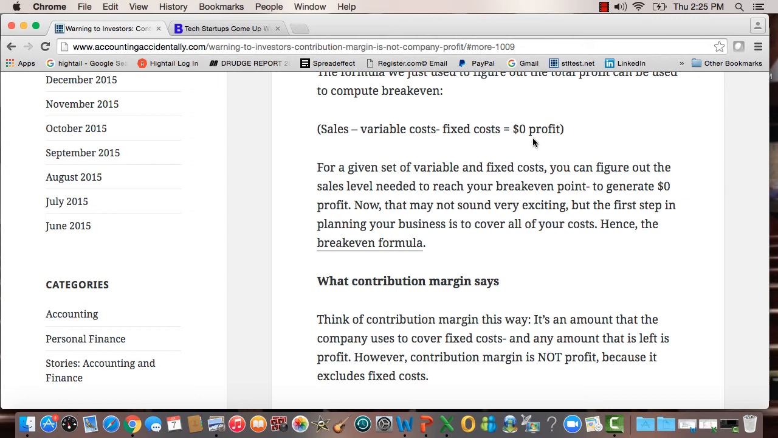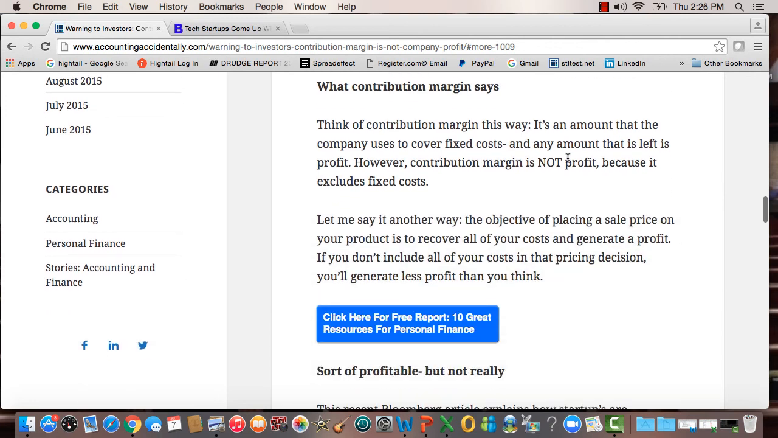In other words, the starting point for figuring out the profitability of your product and how much you need to sell is to cover all your costs, which gets you to a profit of zero. That's what the break-even formula is. You can also define contribution margin this way. It's the amount you need to cover fixed costs, and whatever's left is your profit. So if you have $1.5 million in contribution margin and $1 million in fixed costs, you need to subtract the $1 million in fixed costs to get to your true profit after fixed costs. That's my point.